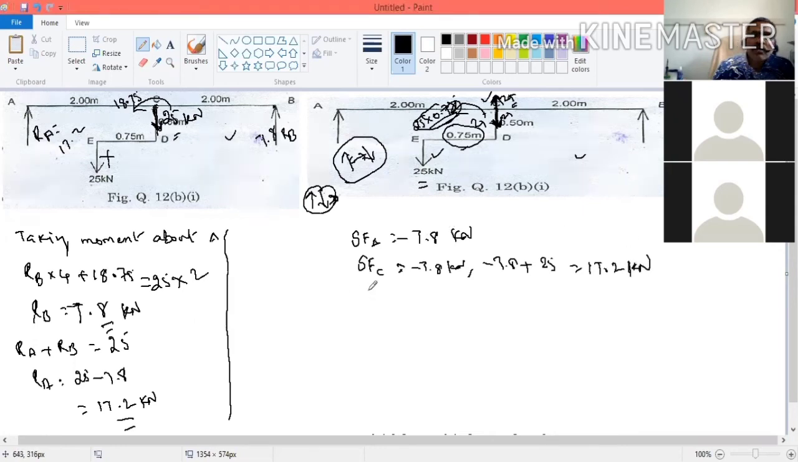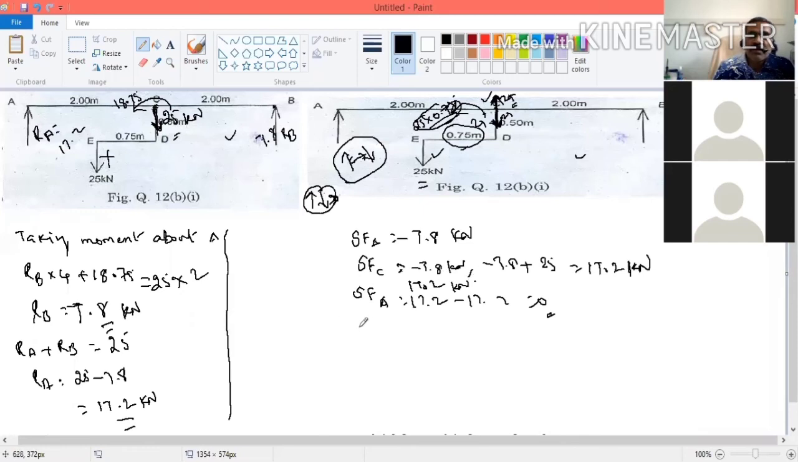Now, shear force at B. The same 17.2 will continue up to this point. Here also 17.2, then it will be zero. Shear force at B is equal to the same 17.2 will continue, but this is minus. This is upward, minus. So 17.2 minus 17.2 is equal to zero. Finally, it will come to zero. But if you calculate without this Rb, that will be 17.2 kilonewton.